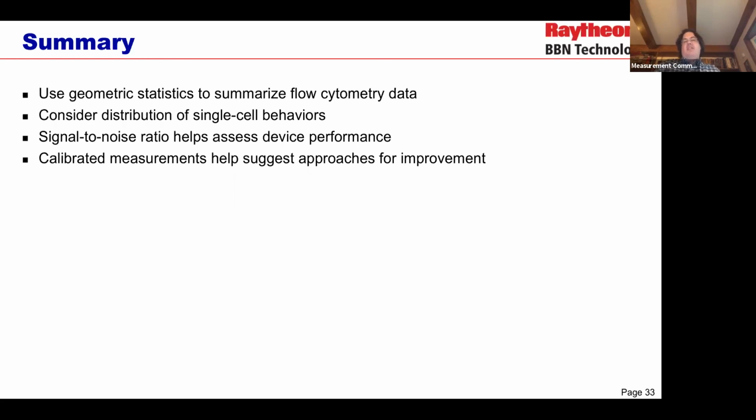You may want to dig deeper into the particular distributions of your single cell behaviors. And if you're looking at devices that you're trying to switch on and off, signal to noise ratio is a very useful tool for assessing them. And the fact that we've got calibrated measurements that we can relate to molecules can help us interpret what's going on in our measurements with respect to biological intuitions and help suggest approaches for improvement.